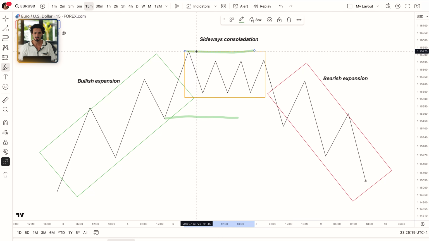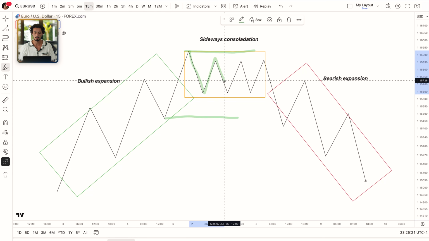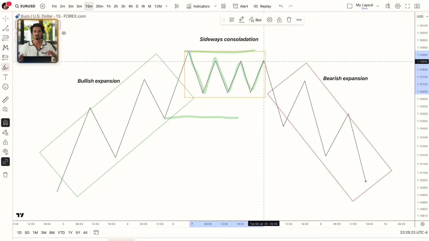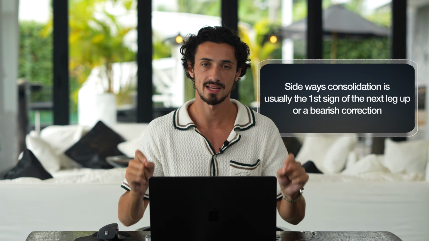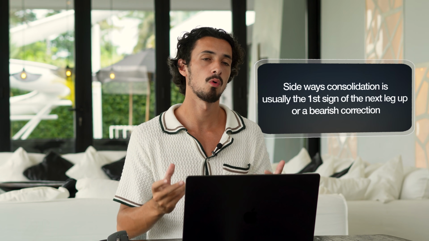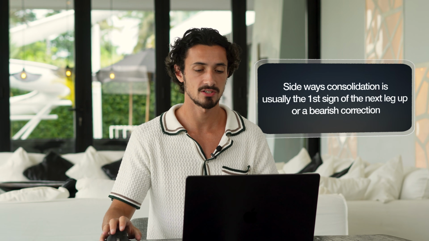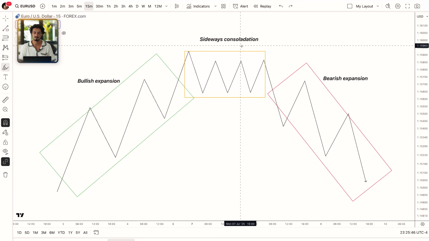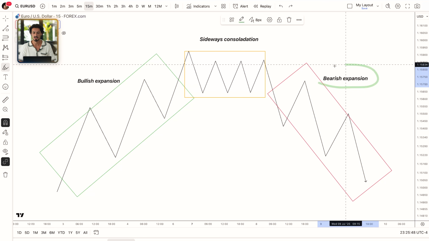Now, what price usually does is spend a decent portion of time just moving sideways below the high, but above the low. So not really giving us any clear direction. Is price going to continue trading higher? Is price going to trade lower? That sideways consolidation is usually the first sign of the next leg up, or in many cases, a bearish correction. Then what usually follows is bearish expansion.